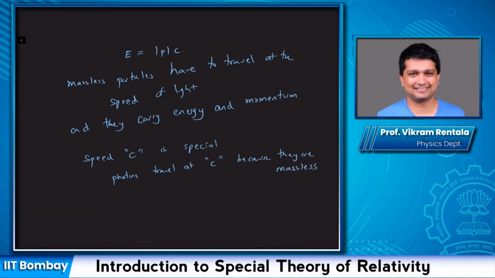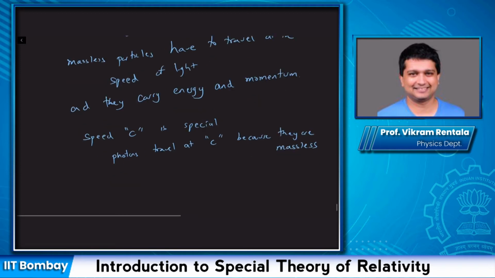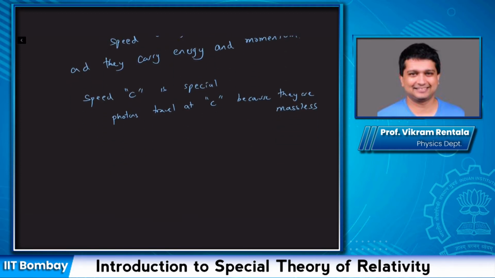And if we were to discover any other massless particles, assuming that the laws of special relativity are right, those particles would also travel at the speed of light, c. Okay, so any massless particles.